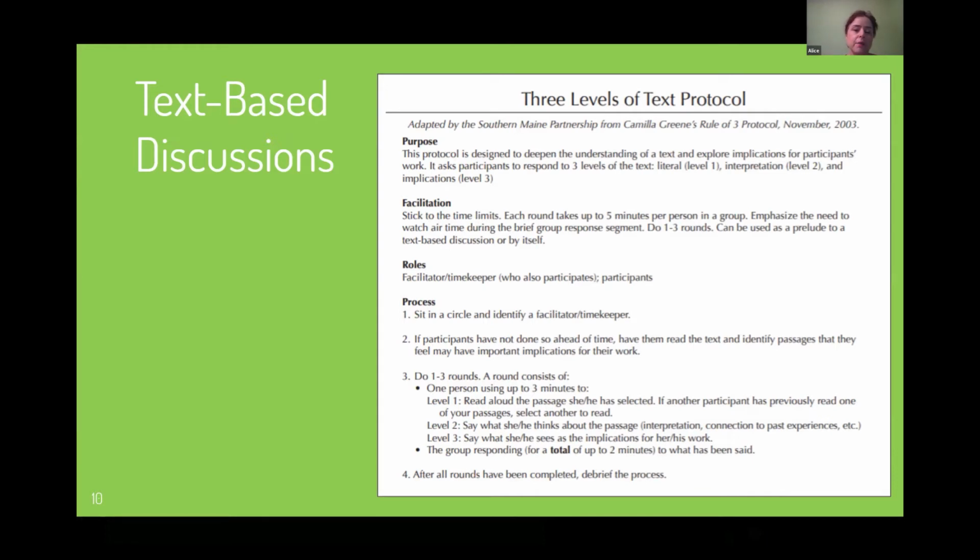Each person has up to 3 minutes to read the text they've selected, and if another person has selected that text, they can pick another passage. They share what they think about the passage, their interpretation of it, and then what they see as the implication for their own work. Then the rest of the group has up to 2 minutes to respond to what they've said. Each person has a chance to do that. Then again, that can be a starting point for a wider conversation, or maybe some quiet reflection, whatever the facilitator decides.